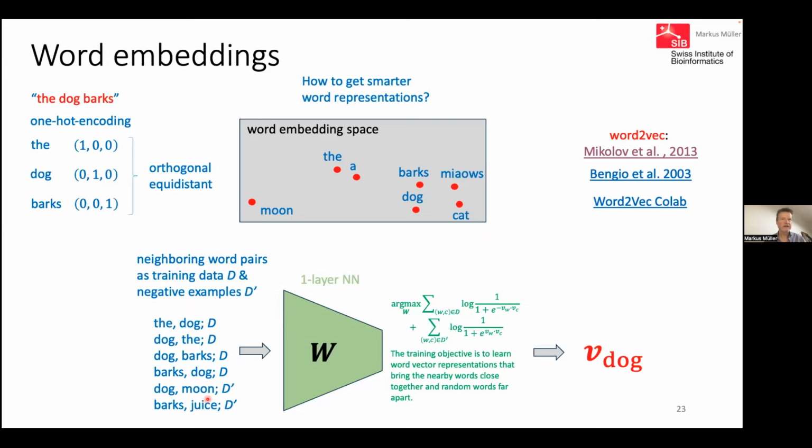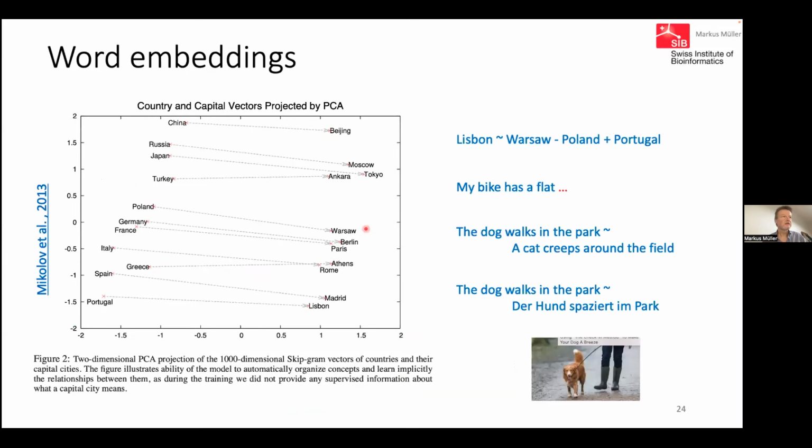And they fed this into a one-layer neural network. This was actually a simple neural network here. It's just a projection matrix, basically. And they had an objective function that forces words that appear together in the same sentence to be close together, and words that don't appear together to be far apart. And if you do that, that creates an embedding for you. And it turns out that this embedding is actually very interesting and informative.